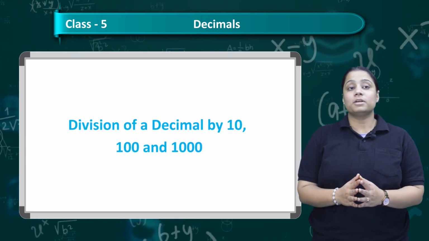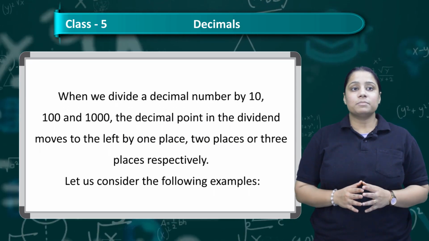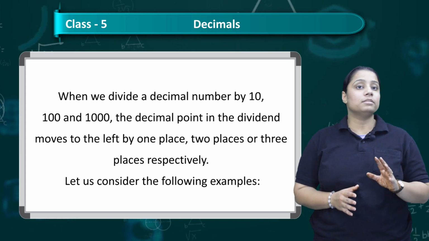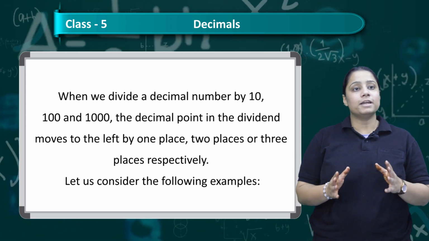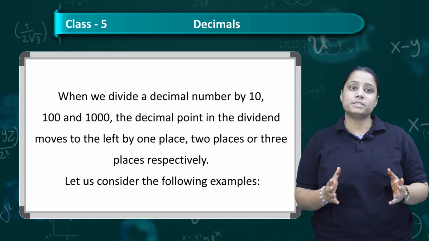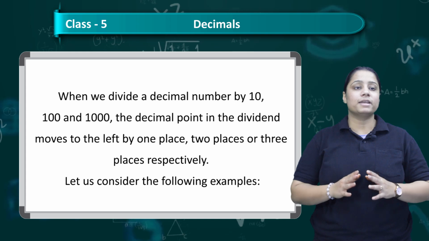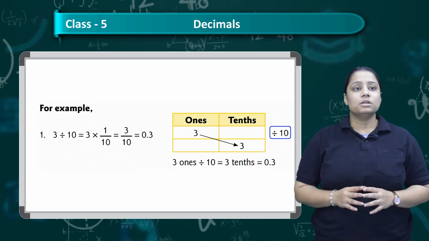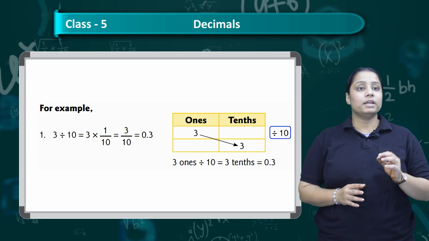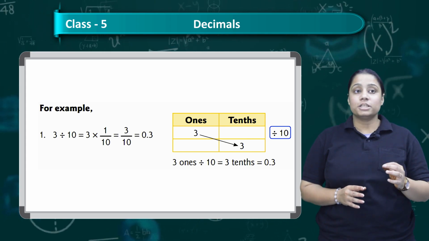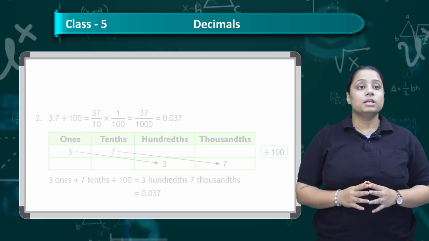Division of a decimal by 10, 100 and 1000. When we divide a decimal number by 10, 100 and 1000, the decimal point in the dividend moves to the left by 1 place, 2 places or 3 places respectively. Let us consider the following example. For example, 3 divided by 10 is equal to 3 into 1 by 10, which is equal to 3 by 10, which is equal to 0.3.